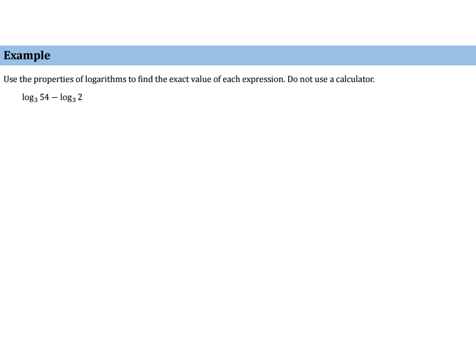Now here we have subtraction of two logarithms that have the same base. So this matches the rule where we have log base a of m over n is log base a of m minus log base a of n. We're going to go this way with it though. And so we have log base 3 of 54 halves.